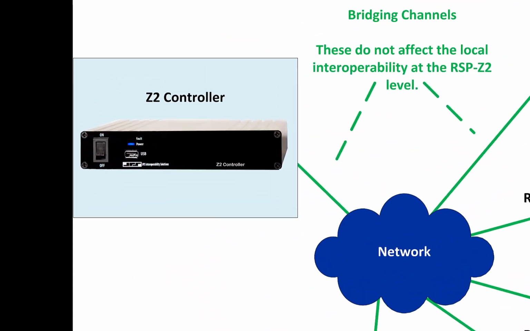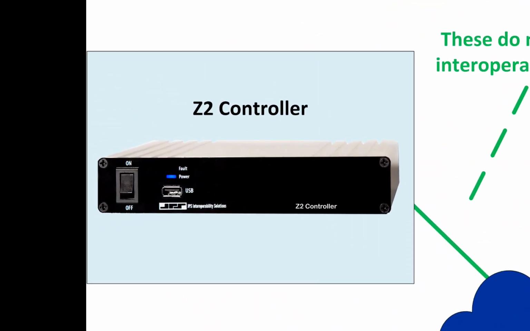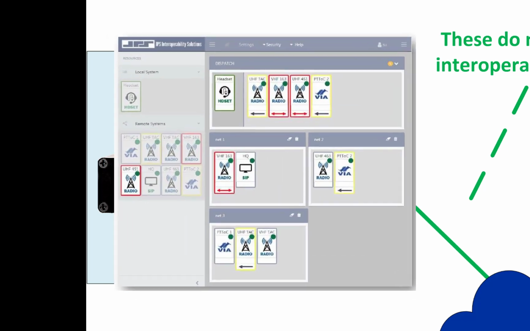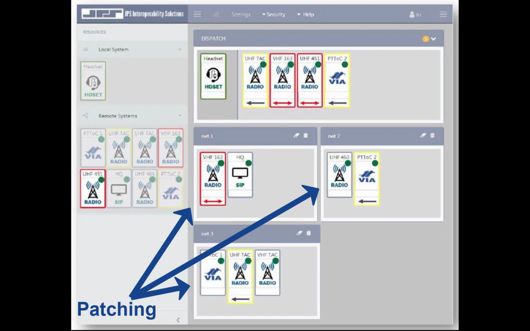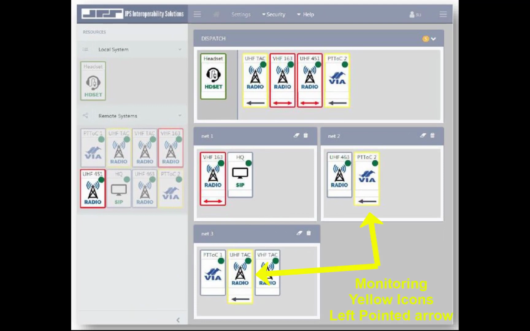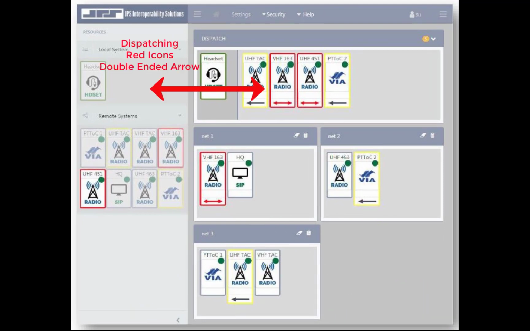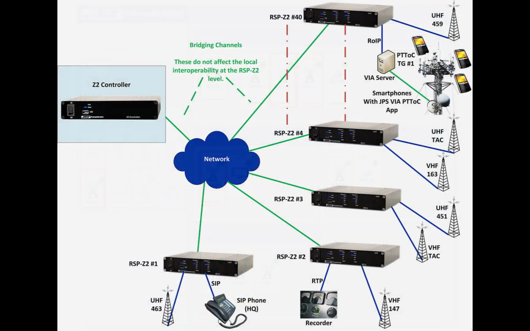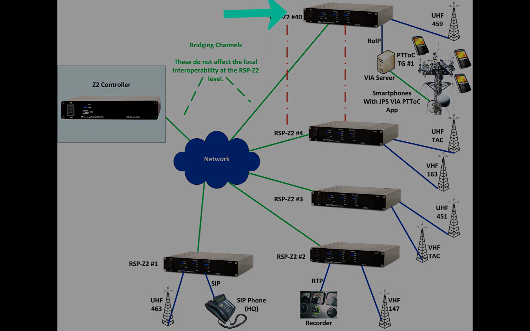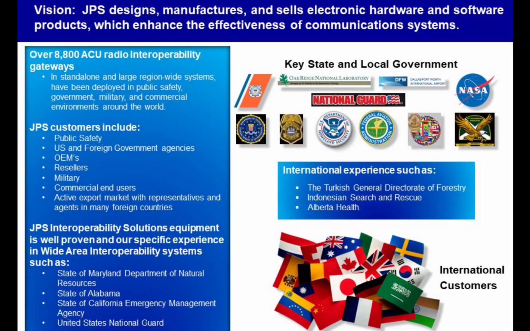This video will cover the capabilities of the new Z2 controller. The versatile Z2 controller's browser-based GUI allows intuitive patching, monitoring, or dispatch to as many as 80 remote audio systems. This means you can have up to 40 dual-channel RSP-Z2s all in a wide area interoperability solution. Let's do an overview of the Z2 controller.